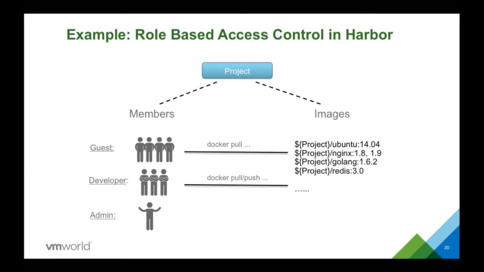In addition to this role-based access control, in Harbor, we also have anonymous access. For some of the basic public repos, like the base image, base OS, we can make it a public image so that people do not need to be a member to access it. We call it anonymous access.